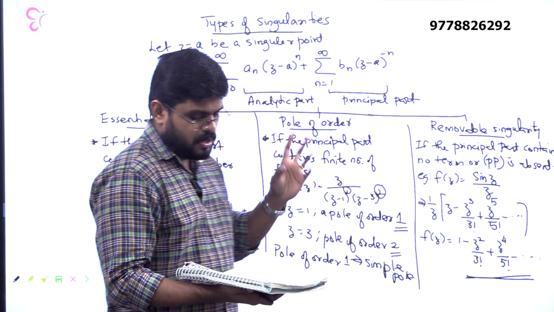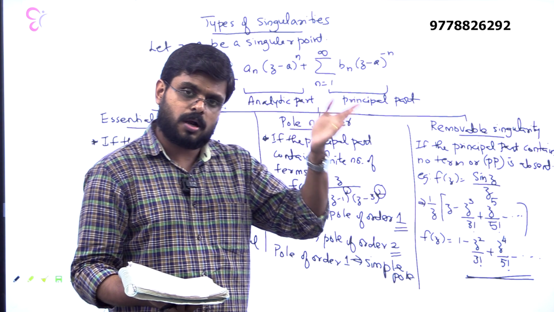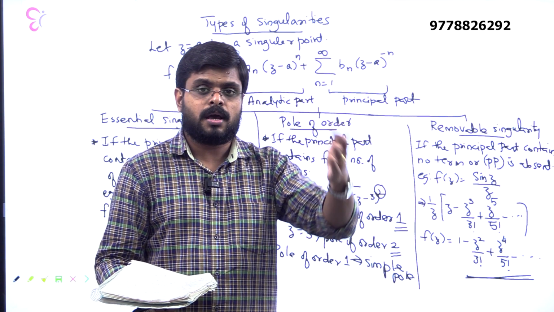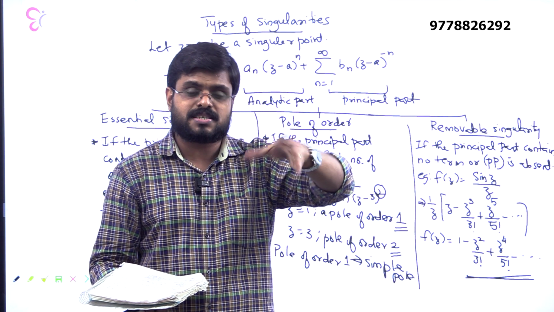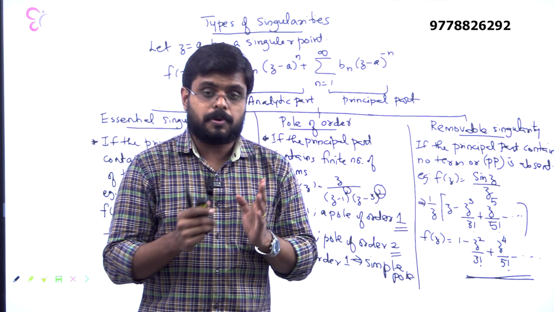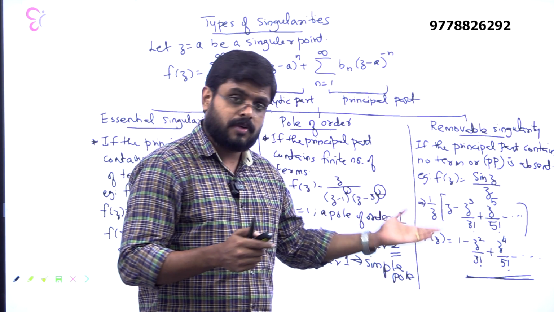So, I hope you have understood these singularities and types of singularities, what are poles, what is the order of a pole, and how a pole is determined, and what are the differences between a singularity and a pole. Is it clear? I hope it is very clear to you, and more problems are given in our app.